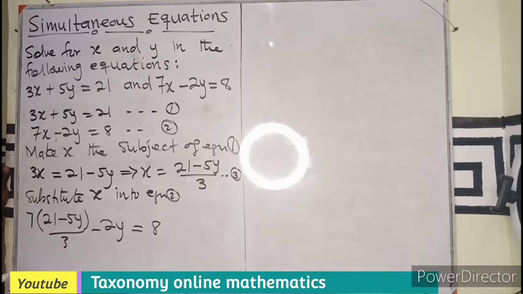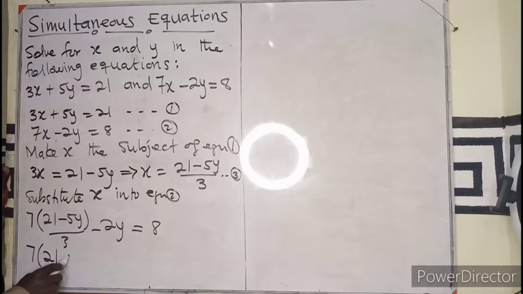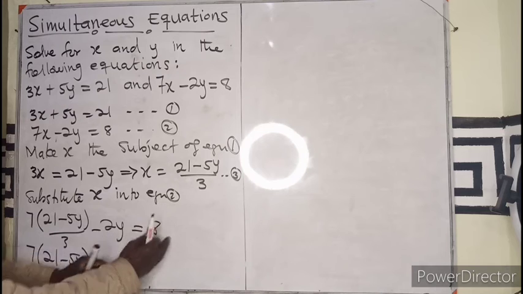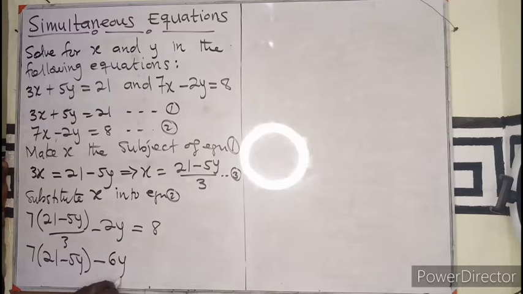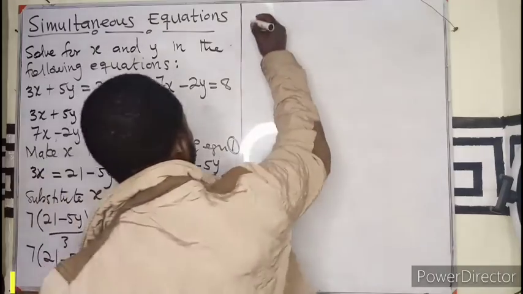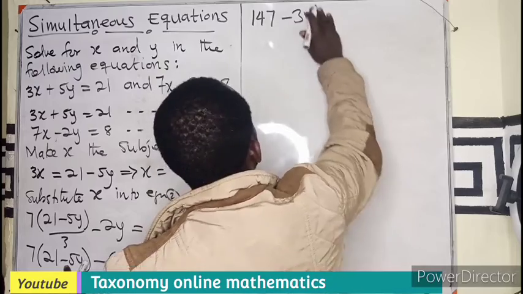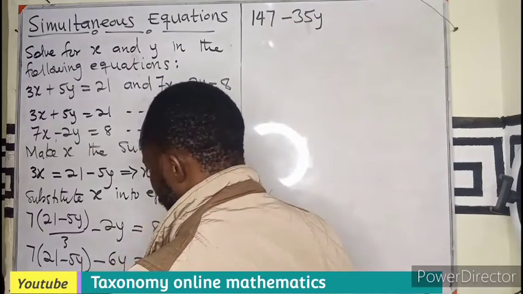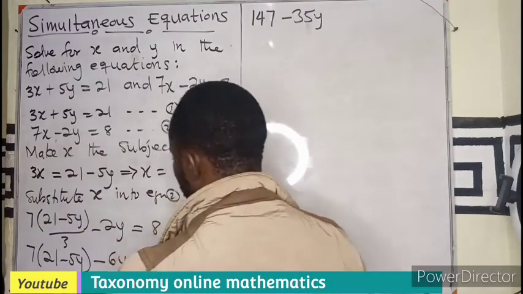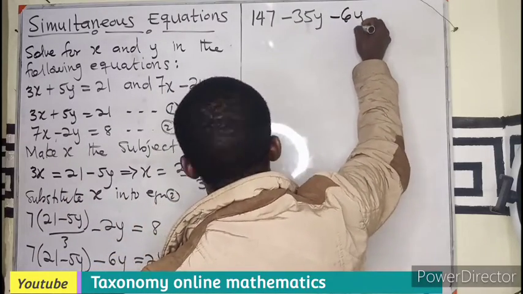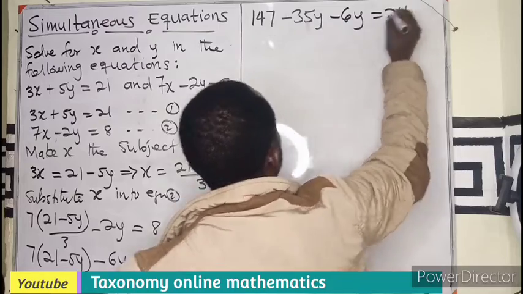That 3 here will cancel. So we are left with 7 times 21 minus 5y. This 3 will multiply this, as in using the LCM to multiply. We are using 3 here, 3, 3. So this becomes minus 6y equals 24. I believe per this multiplication we have 147. Then this will give us minus 35y. Then we have minus 6y equals 24.